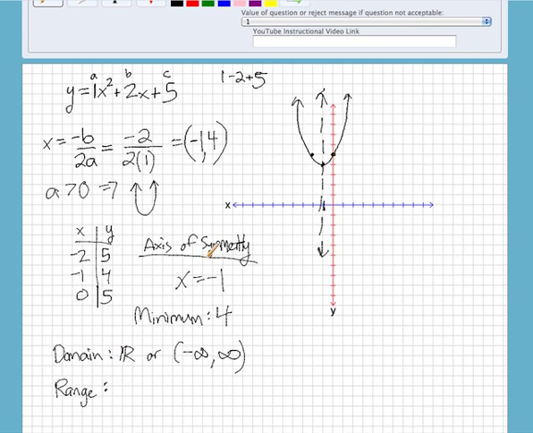Then the range is going to be the y values. See how as I move the pen over here, the graph never hits any of these y values. Never hits negative 2. Never hits 0. Doesn't hit 1. The very first y value it hits is 4, and then anything above 4. So the range would be y is greater than or equal to 4, because it's defined here at 4. In interval notation, it would be bracket 4 to infinity.